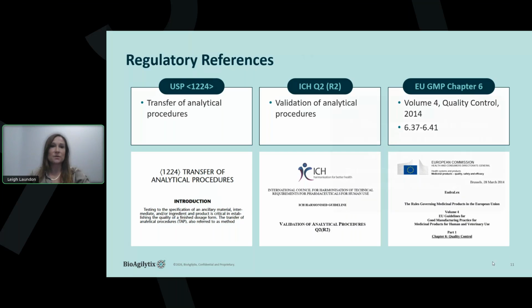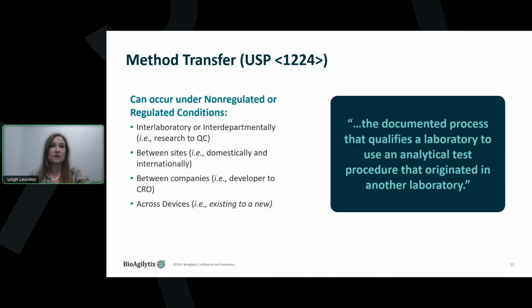Moving on to a more in-depth discussion of USP 1224. So like I said, this is the document that outlines the process to qualify a receiving lab for the use of an analytical test from a sending laboratory. And this can occur under non-regulated or regulated conditions, but there are a variety of types of transfer processes that we usually encounter. So you could have an interlaboratory or departmental transfer. This could be within the same company, even within the same building. And this may just allow you to maybe you built a new facility within the same company and you want to transfer to another lab within that company.